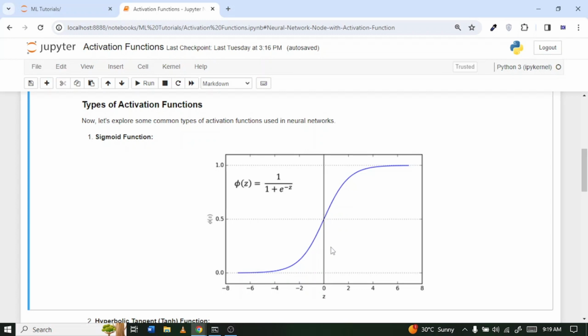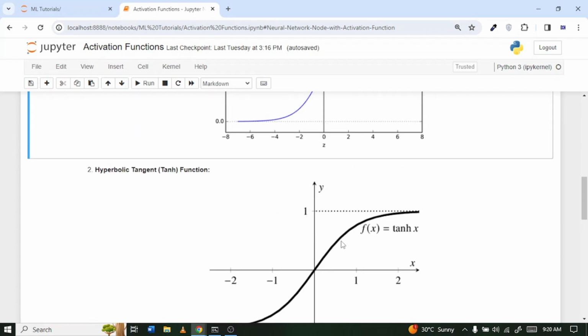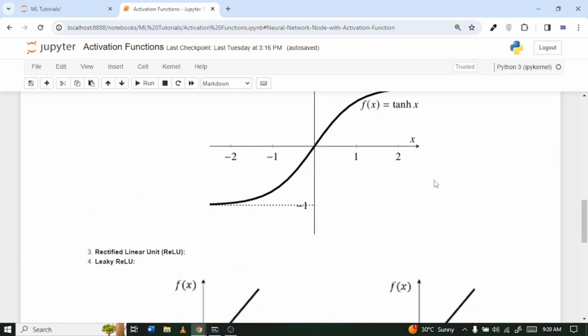The next one I would like us to talk about is the hyperbolic tangent function. It's similar to the sigmoid function, just that this time around the input is squashed between -1 and 1. It overcomes the limitation of the sigmoid function, and it's commonly used in hidden layers. When the output of the node is applied to the activation function, the output must definitely be between -1 and 1. So that is the hyperbolic tangent function.